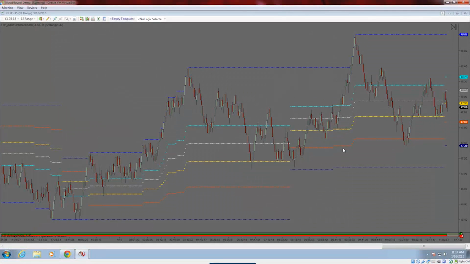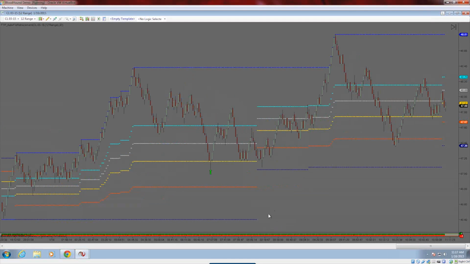And now let's go through and try to come up with some different conditions that we might want to identify using this indicator in BloodHound. Let's say we want to identify this 61.8% retracement, and we want to initiate a long trade right there on that reversal bar from the 61.8 retracement.